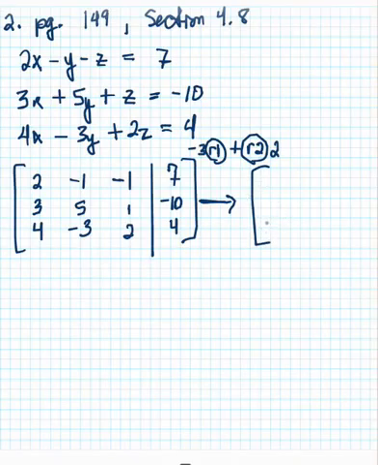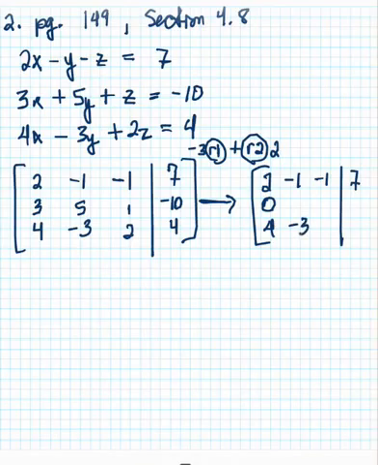Let's see, -3 times row 1, so -3 times 2 is going to be -6 plus, so we get a 0 here. That's going to put a 0 right there. Now keep in mind, my first row is going to stay the same, and my last row is going to stay the same. The only thing that's going to change here is row 2. Okay, so far so good.